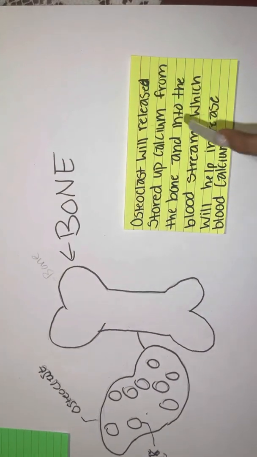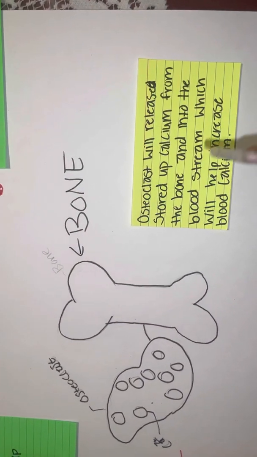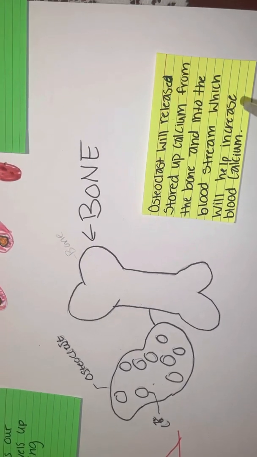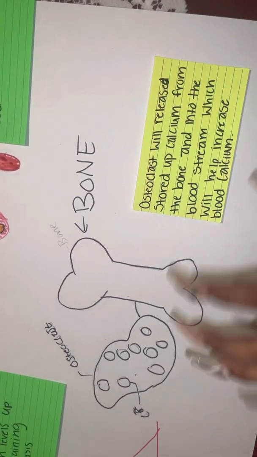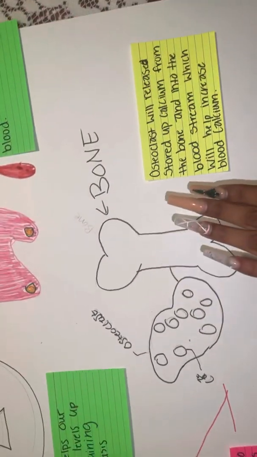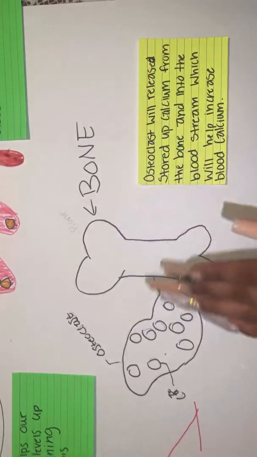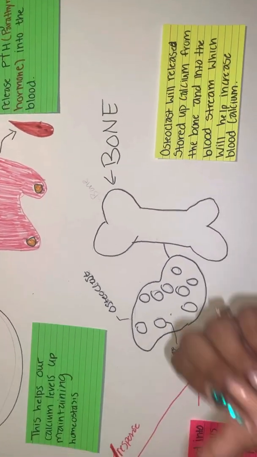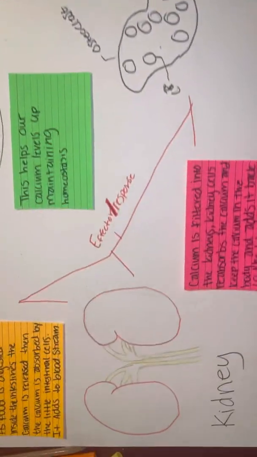The bone. Osteoclasts will release stored up calcium from the bones and into the bloodstream, which will help increase blood calcium. So the bones have stored calcium and it will release it into the bloodstream, so our calcium levels will increase. Moving on to the kidney.